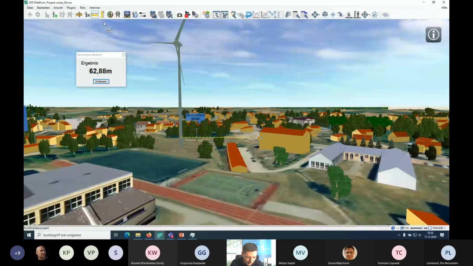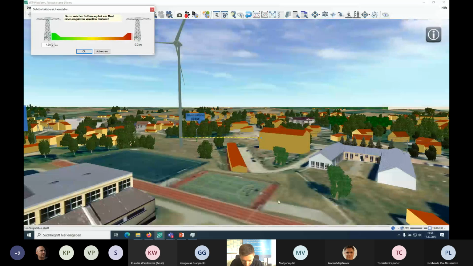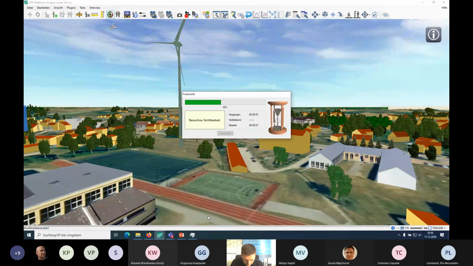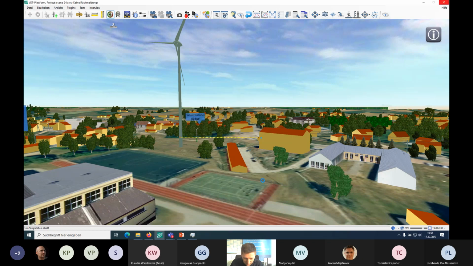We can make again the visibility test, for example, here from the school area. Let's place someone here. Oh, no. Sorry, I'm doing now the visibility test for the whole area. Sorry for that.